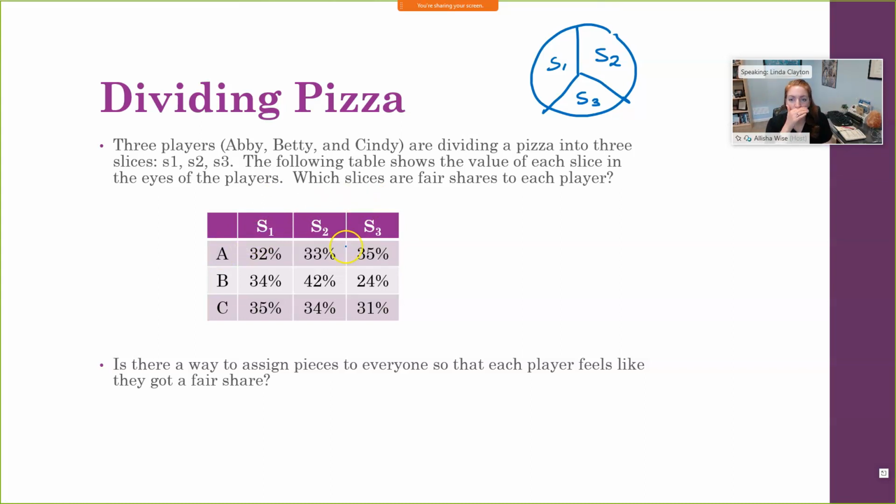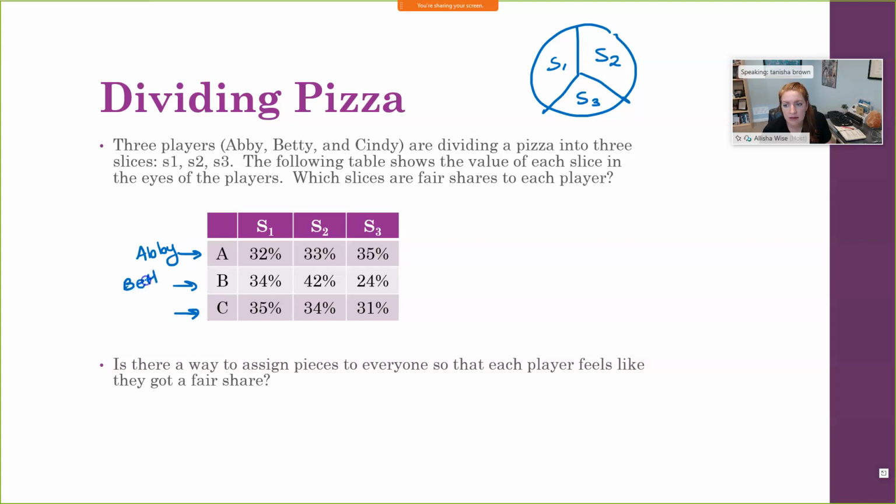And so what you see is that in each row, the people have decided what they feel that piece is percentage-wise for them. So Abby is the first row, and she said slice 1 is worth 32% for her, slice 2 is worth 33%, and slice 3 is 35%. They're arbitrary numbers that she came up with. Don't fret on where those numbers came from. You'll be given them. That's just how she feels.